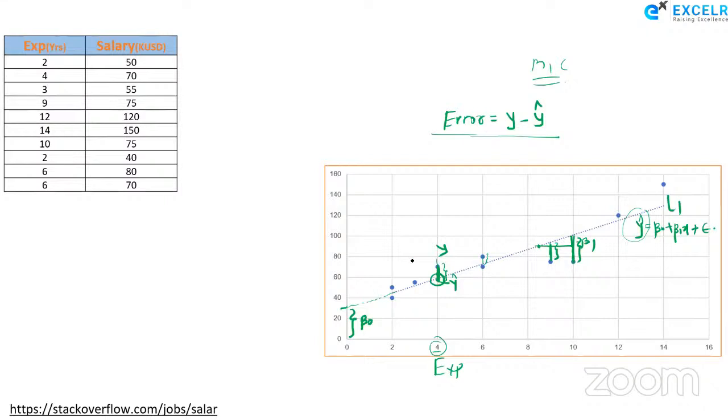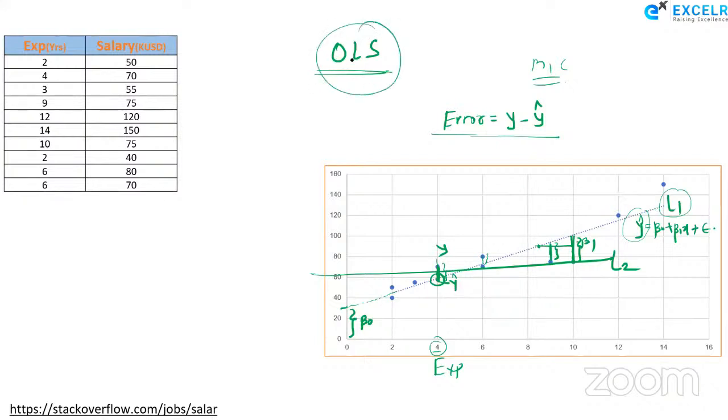And in order to find such a line, I'm going to use the ordinary least square method, OLS method, as it is called. Now, what is this OLS method? This method says go with that particular line. So I have chosen L1 over here. Maybe I can draw another line over here, which is L2. So how will I determine whether L1 is best or L2 is best? Basically, I'm going to apply the ordinary least square method.